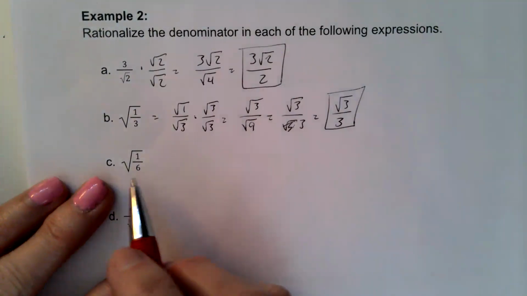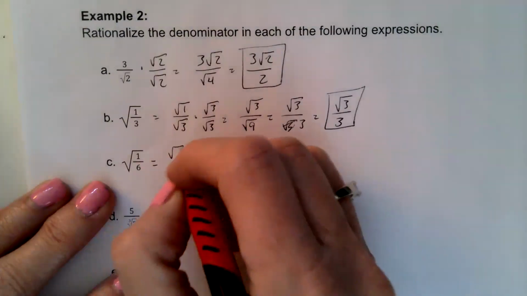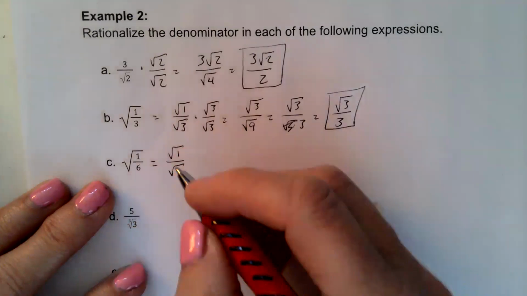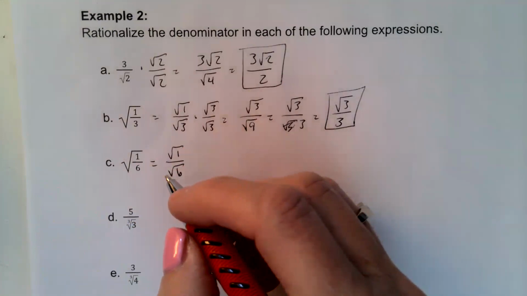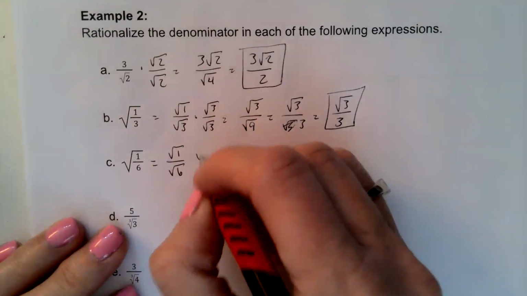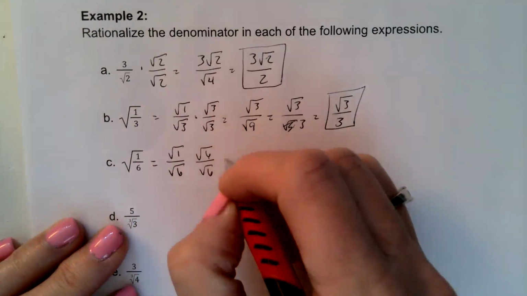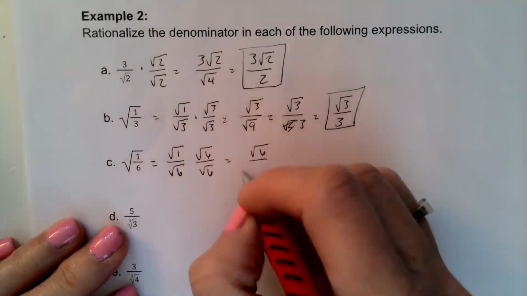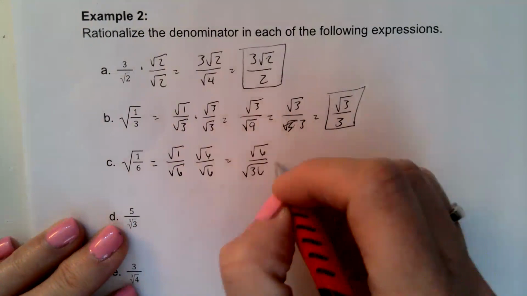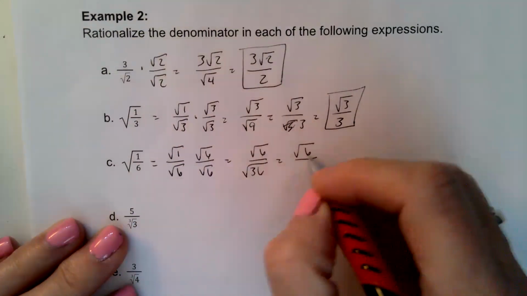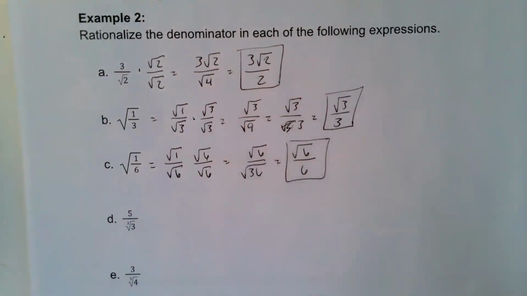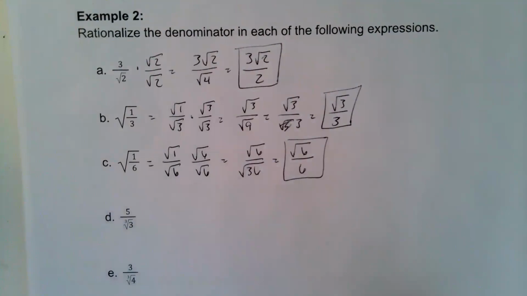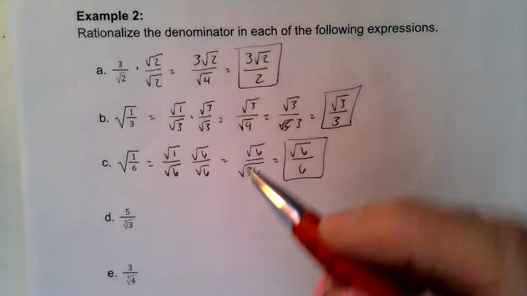Now letter C, I have the square root of 1 over the square root of 6. I could multiply by the square root of 6. So I get the square root of 6 over the square root of 36. And that simplifies to the square root of 6 over 6. Okay, those were all square roots, and they just needed to have pairs, and so I multiplied by another one to give it the pair.